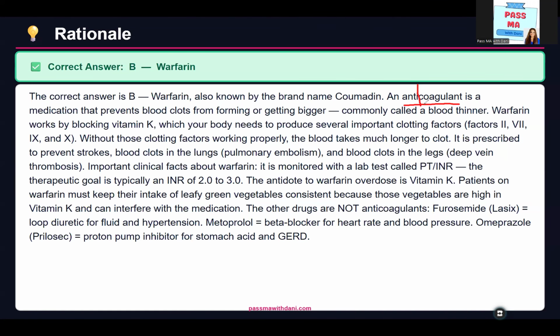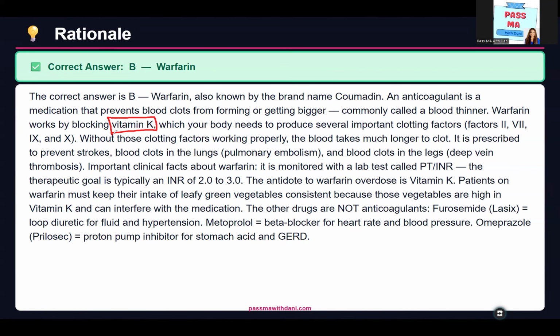So if a medication is an anticoagulant, remember that it is against clotting. So when we talk about medications like warfarin, they work by blocking vitamin K. And I want you guys to remember this as well. Vitamin K is essential in the body for blood clotting. Okay. So again, warfarin works by blocking vitamin K. Your body needs this to produce several important clotting factors. So without the clotting factors working properly, the blood is actually going to take much longer to clot.